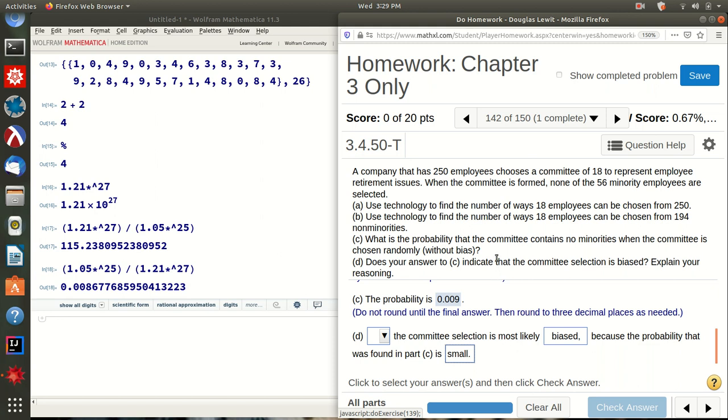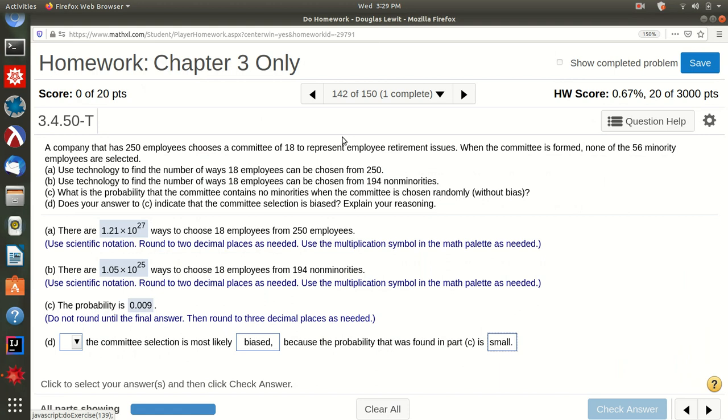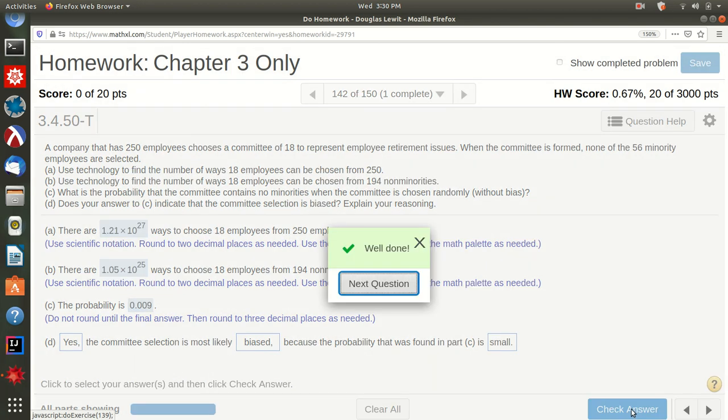Now, let me see. Do they want an answer of yes or no? Does your answer to part C indicate that the committee selection is biased? So the answer would have to be yes. Yes, the committee selection is most likely biased because the probability that was found in part C is extremely small. In statistics, small usually means less than 5%. Sometimes it means less than 1%, but in the social sciences, it usually means less than 5%. So let's see if Pearson agrees with my answer. Okay, Pearson agrees with my answer.